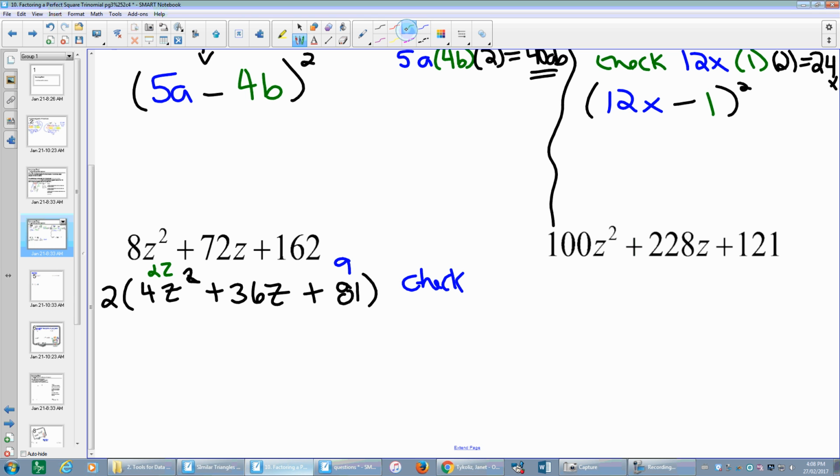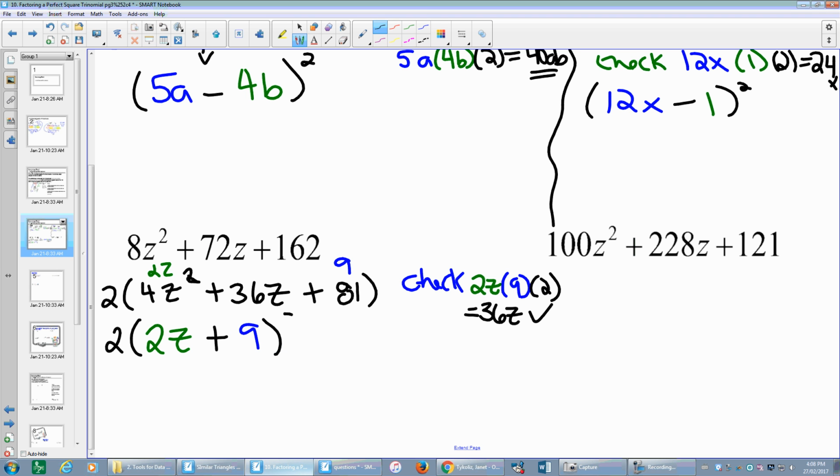I'm going to take my 2z times 9 and double it. When I take 2 times 9 times 2, I get 36z, which is good. So that means I can use this. I always have to carry down my common factor, which is 2. My final answer will be 2 times (2z, take the sign of the middle, plus 9) all squared.